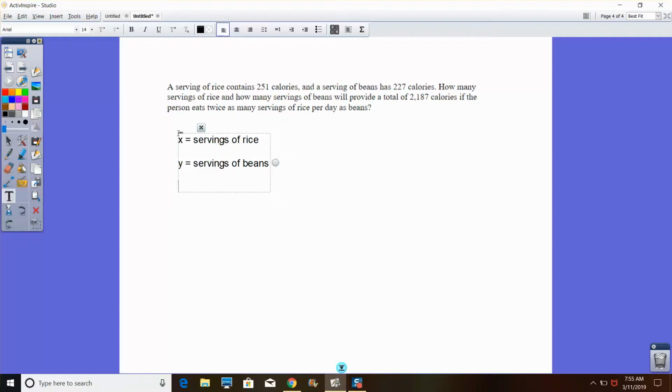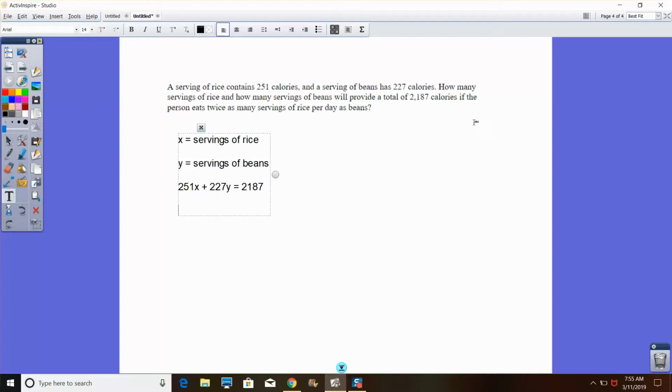Now, how would we calculate the calories that we would be eating per serving here? If we're told that 251 calories is per serving of rice and 227 calories is per serving of beans, and we want to get a total of 2,187 calories, the way we can express this is to take the servings of rice we'd eat and multiply by 251, and then add 227 times the servings of beans. That total amount of calories would be 2,187. So once again, that's a really messed up equation, but it is what it is.